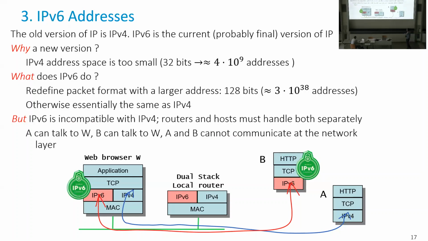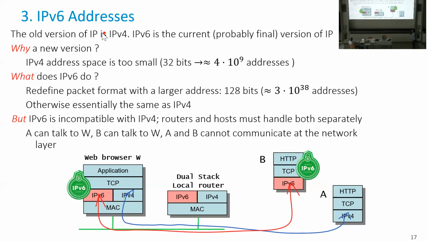So the current version of IP is IPv6. You might wonder why there is not an IPv5. Well, there is an IPv5. It's called ST. It's a protocol that remained experimental and died away. So the next version that had a future is IPv6.